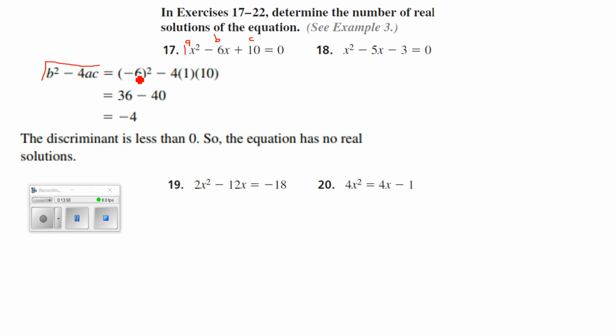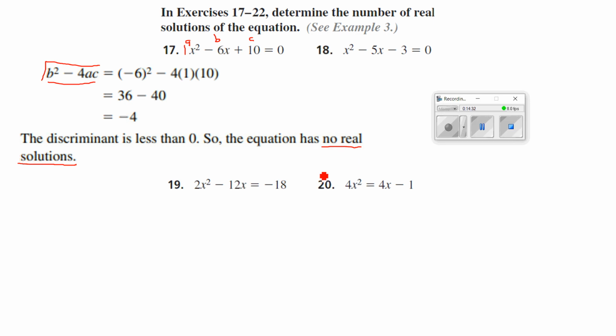Well, negative 6 times negative 6 is 36. And negative 4 times 1 times 10 is negative 40. 36 minus 40 is negative 4. The discriminant is less than 0. And whatever's inside here is called the discriminant. And if it's less than 0, the equation has no real solutions. All right? This has to be 0 or bigger in order to have a solution. If it is not 0 or bigger, there are no real solutions to this problem. All right, let's go ahead and work this one over here.